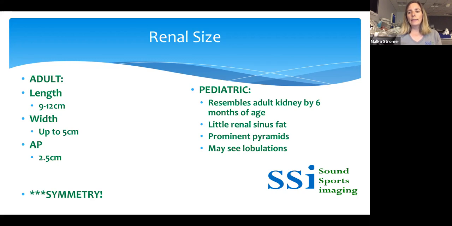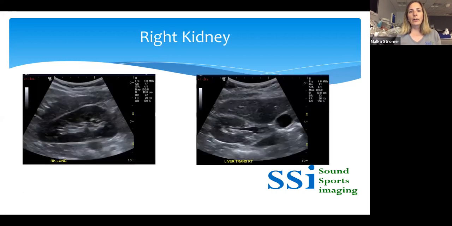We also may see some prominent lobulations of the kidney. It may not be as smooth or have as smooth a contour as an adult kidney. Here are some images of the right kidney. As you can see, there's a bright echo around this kidney that represents the capsule of the kidney. You can see this hypoechoic echo. This is the renal cortex, and it's hypoechoic to the adjacent liver.